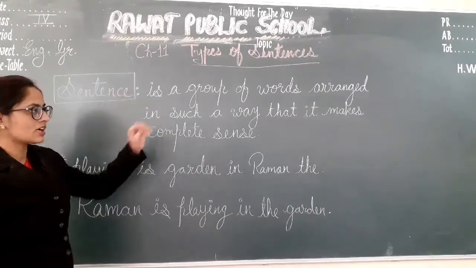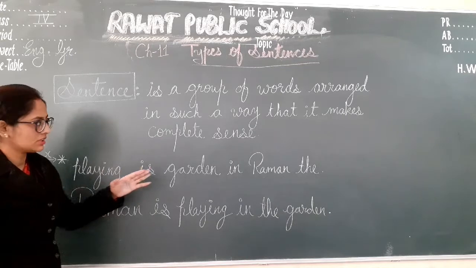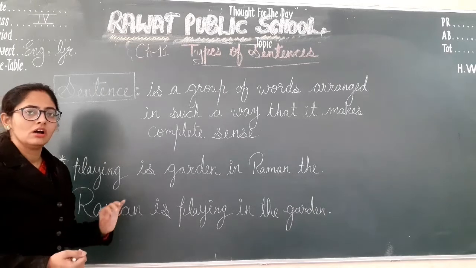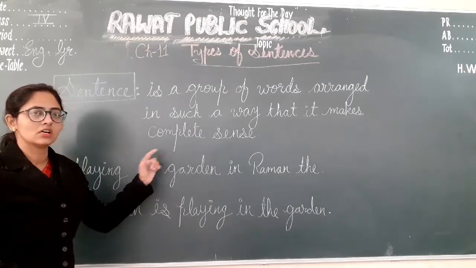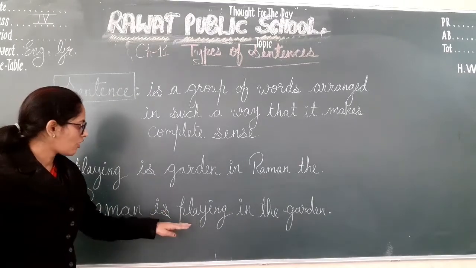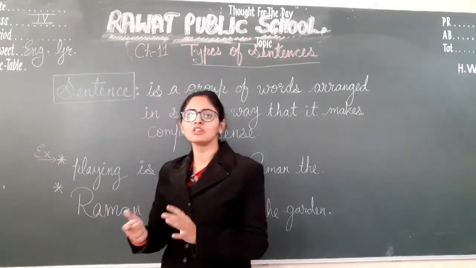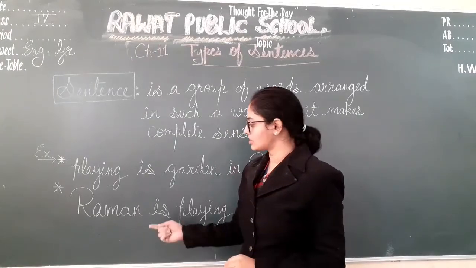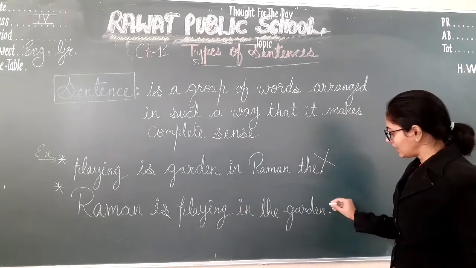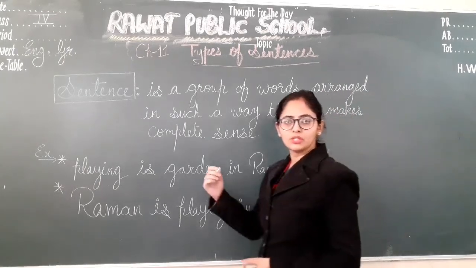Sentence is a group of words that must be arranged in a manner that makes complete sense. जो आपने सेंटेंस लिखा है, जिस फॉर्म में आपने वर्ड्स को अरेंज किया है, उनका एक कंप्लीट सेंस, मीनिंगफुल सेंस निकलना चाहिए. Only then it is known as a sentence. So the first example is not a sentence. The second example is the example of a sentence. I hope all of you understand the meaning of sentence.